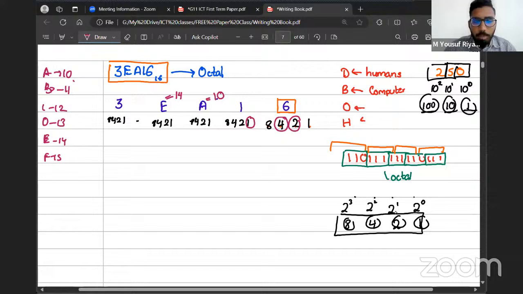Now let's come back to A. The value of A is 10. Out of 1, 2, 4, 8, which characters do we need to form the number 10? Exactly. We need 8 and 2. Similarly, to form the number 14, we need 8, 2, and 4. And to form the number 3, we need 1 and 2.